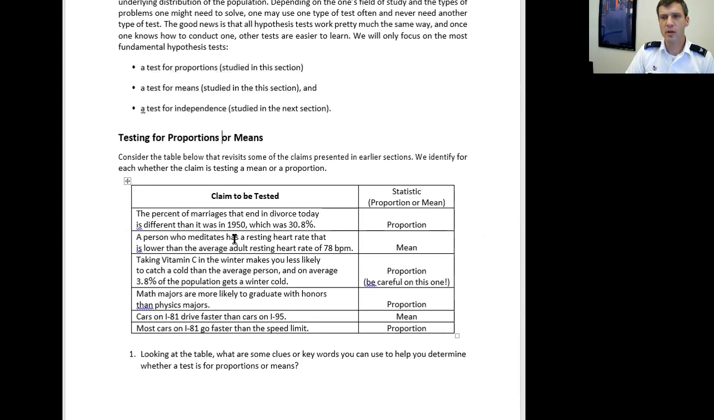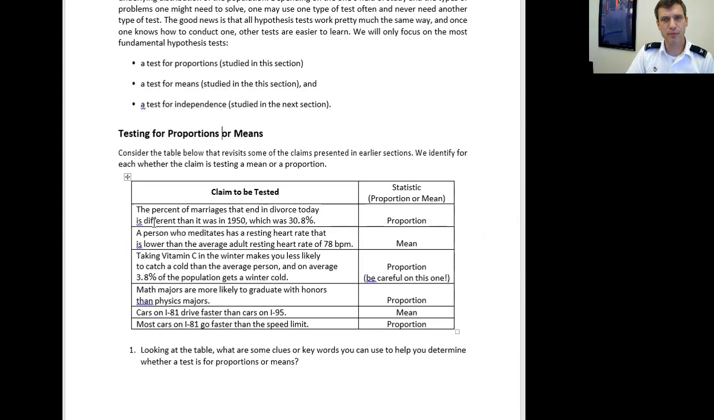All right. We have talked about these claims before. And then the question is now, are we talking about proportions or means here? The percent of marriages that end in divorce today is different than it was in 1950.